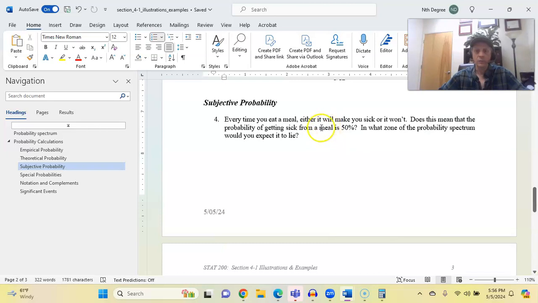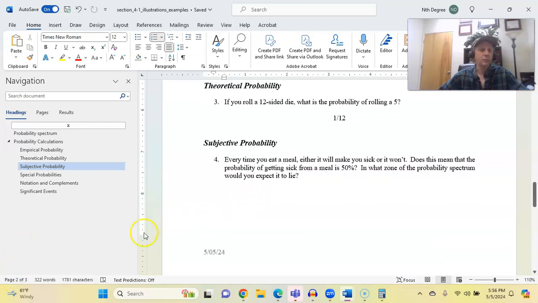Now, realistically, the reason we know that is because we've eaten thousands or tens of thousands of meals, and only a few of them have made us sick in our lifetime. So we know that the fraction will be pretty small like that based on our past experience. Now, we're only applying that best guess to this meal, but that's the best guess we have. All right, onward and upward.